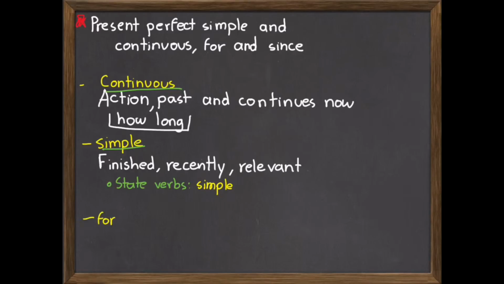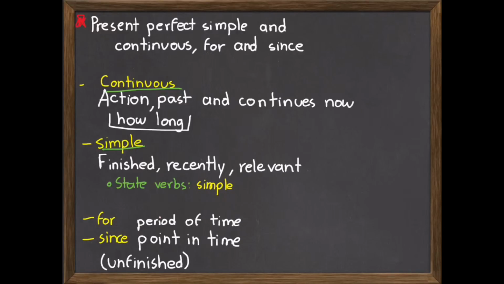Now, we also often use expressions such as for and since with the present perfect simple and present perfect continuous to talk about unfinished actions or states. The difference is that we use for with a period of time and since with a point in time. For example, we use for in this sentence: I've been learning Spanish for 5 years. We're talking about a period of time. In this case, it's 5 years.